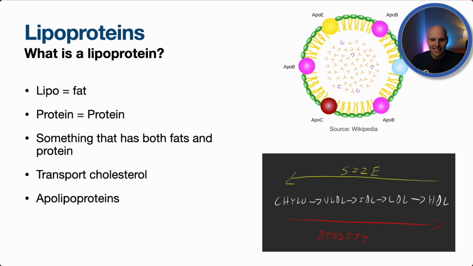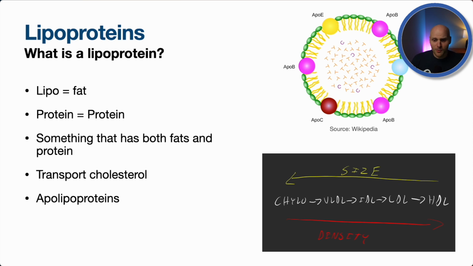However, if we move in the same direction, going from chylomicron to HDL, the density actually increases. Well, what do I mean by that? Well, I mean that as we move from chylomicron to HDL, we lose a lot of triglycerides, and so the density of the cholesterol concentration becomes greater, with HDL being the most cholesterol-dense lipoprotein.